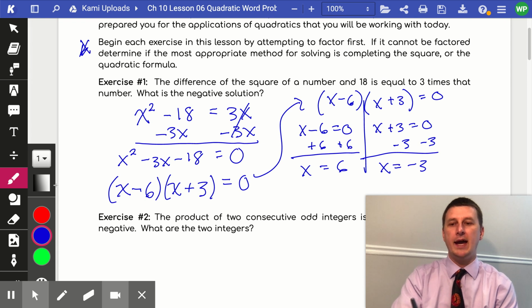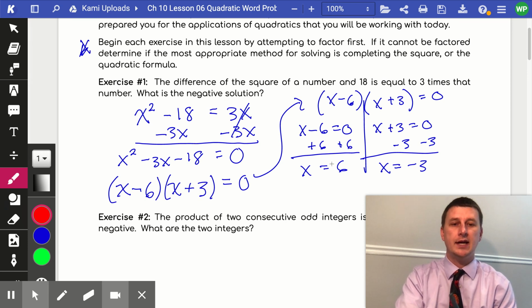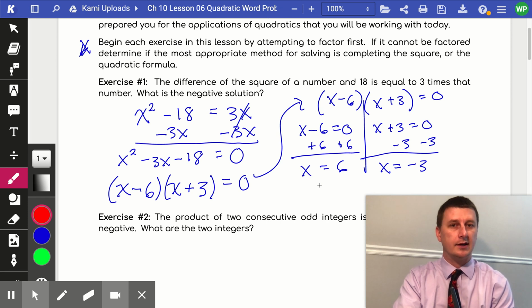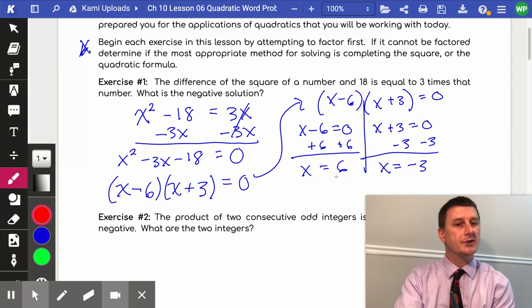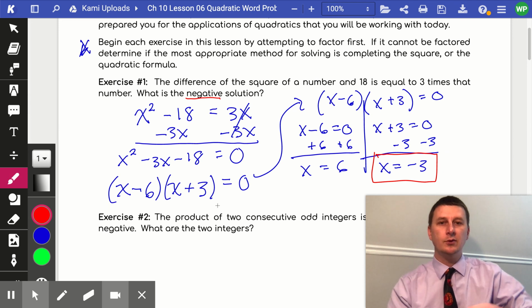Now we want to go back to our question. It said, what is the negative solution? So if you were to give both of these as the answer, you would be incorrect, because it's not asking for both solutions. It just wants to know the negative solution. So your answer is going to be just the one that's a negative, which is x equals negative 3.